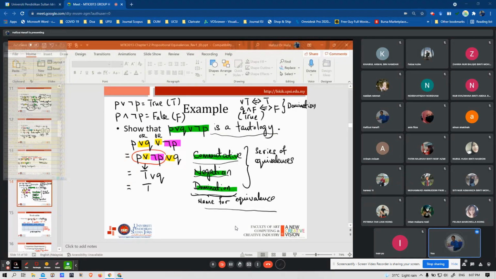Again for the domination, compare the two equations. Regardless of the value, the output of disjunction is true, and for the conjunction is false. This one is domination. Okay, this one is equivalences. We have three: commutative, negation, and domination. This one is the three types. One, two, and three.